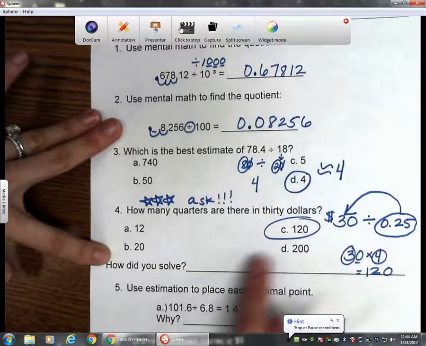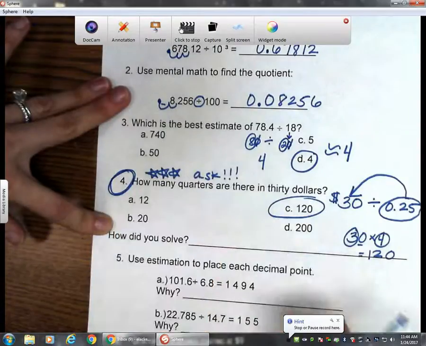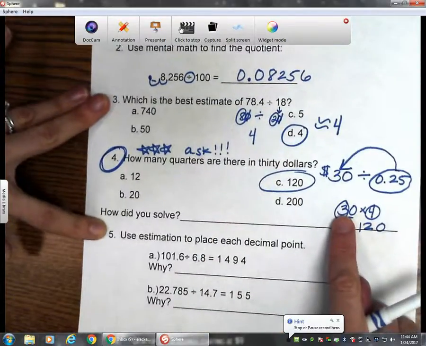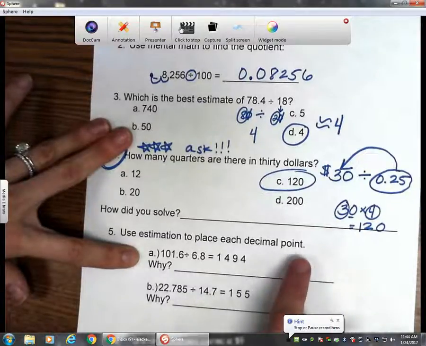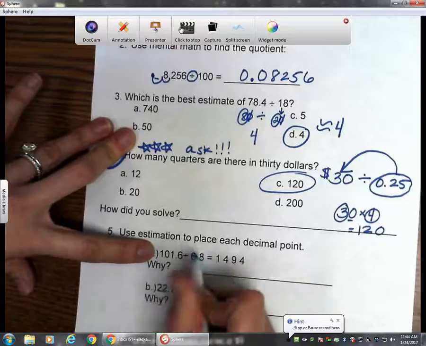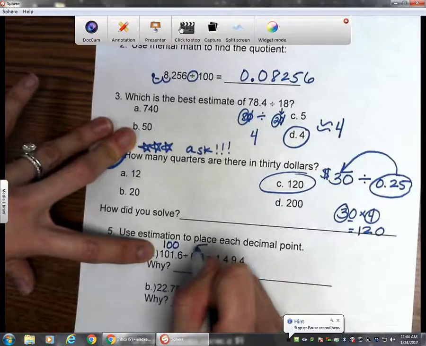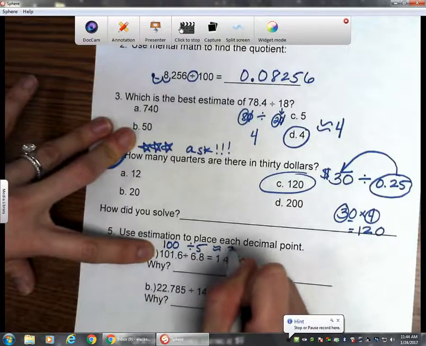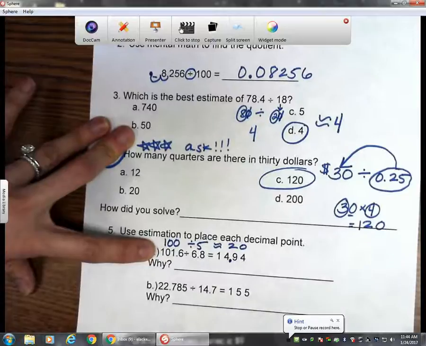Okay, so we'll talk more about these kind of problems, but hopefully you were able to at least follow the video and try to work through that. And then placing the estimation, the decimal point. These are like the decimal dynamo we did. So in this one, it's kind of like 100 divided by 5 is about 20. So I would place my decimal point there to look like a number like 20.